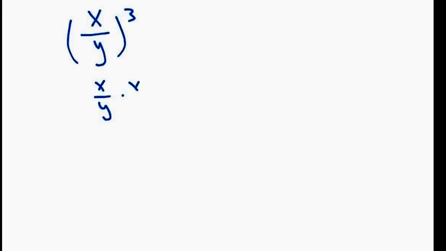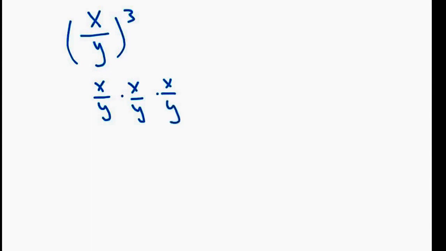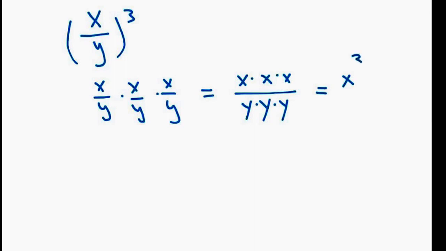So if I do x over y to the 3rd, which is the same thing as x over y times x over y times x over y, if you remember that when you multiply together fractions, you multiply the numerators and you multiply the denominators. So there are 3 x's on top and 3 on the bottom. So here's the property.